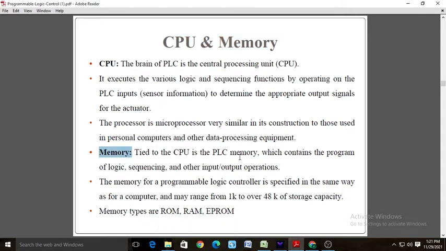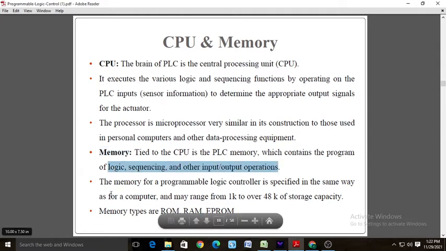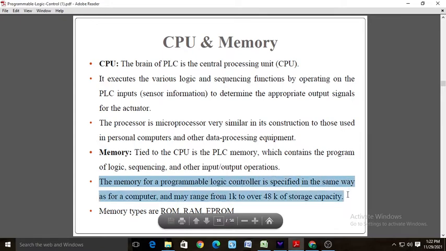Memory. Tied to the CPU is the PLC memory, which contains the program of logic, sequencing and other input-output operations. The memory of a programmable logic controller is specified in the same way as for a computer and may range from 1K to over 48,000 of storage capacity. Memory types are ROM, RAM and EPROM. Here ROM is read-only memory, RAM is random access memory, and EPROM is erasable programmable read-only memory.